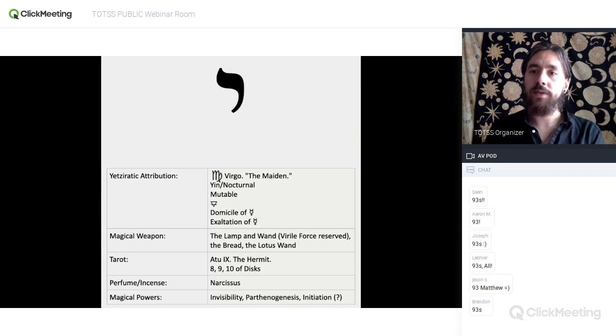Mercury is the only planet that has both its exaltation and one of its domiciles in the same sign. So Mercury is extremely happy in Virgo. Not only is he in his home terrain, but he's also in his exaltation. And one reason to think about why he's also exalted here, in addition to being in his domicile, is that the exaltations are often places where the planets operate particularly well.